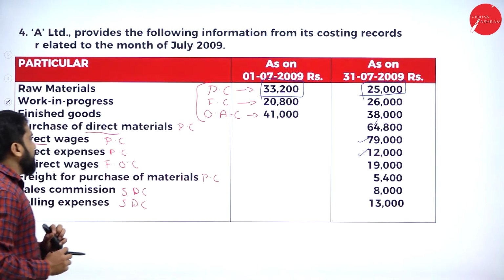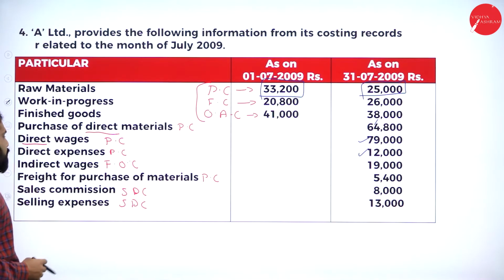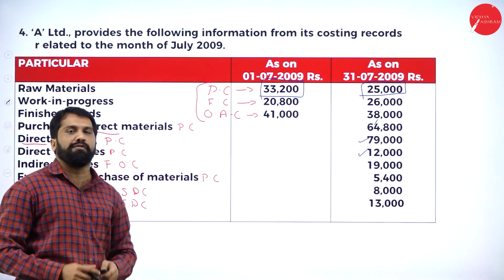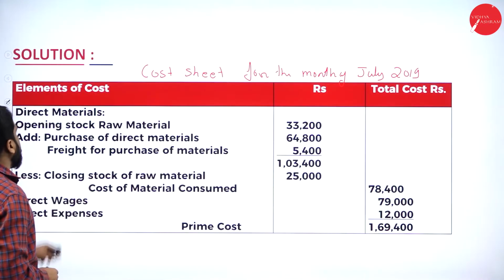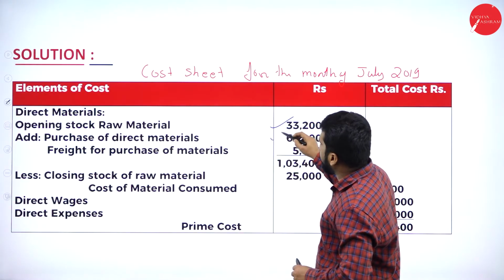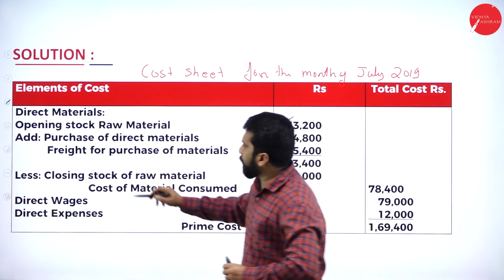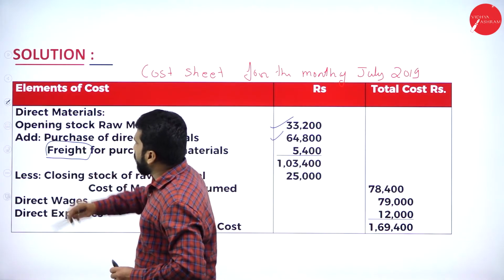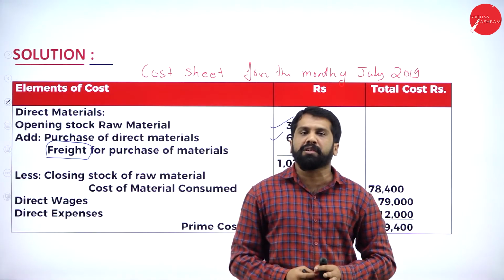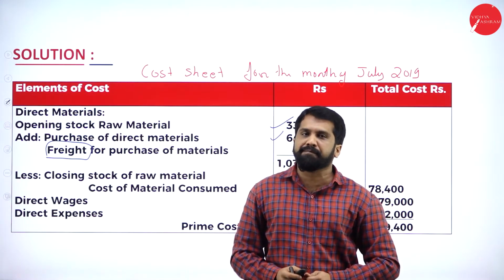Now, out of this, these two and opening and closing we have. Along with that, we have freight for purchase of material. We'll go for the answer. See, you have taken direct material and purchase of direct material. Freight for the purchase of. As I told you, freight means what? Carriage. What do you mean by freight? Exact meaning: freight means transportation. Carrying goods from one place to another place, we call it freight.